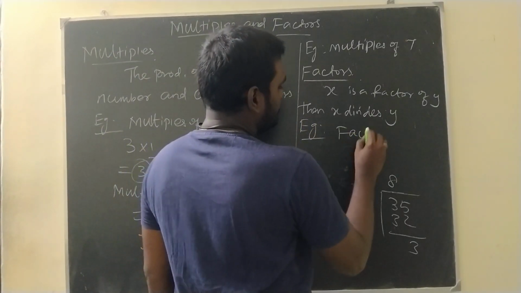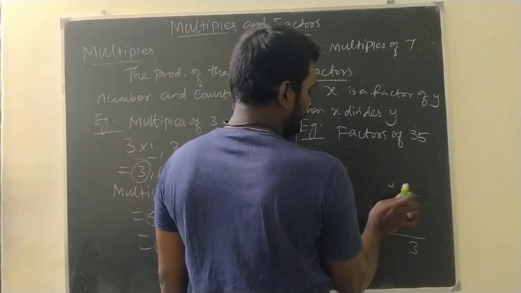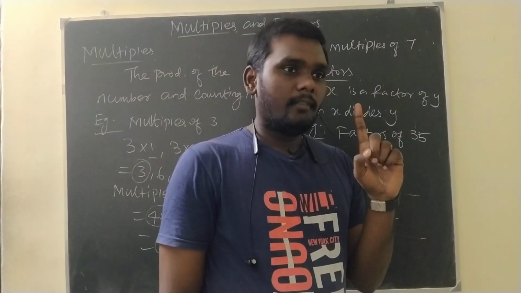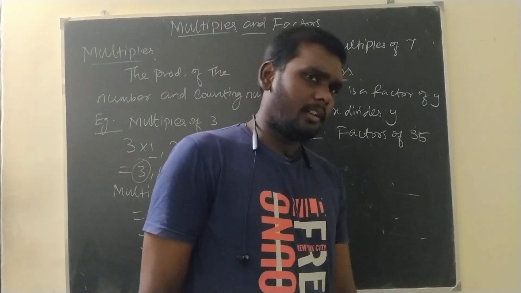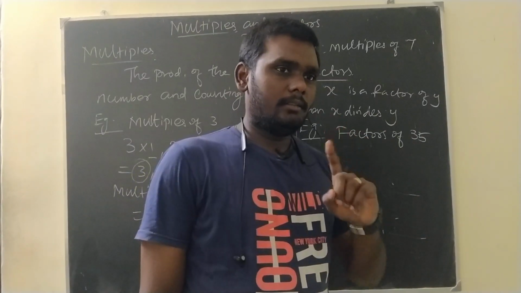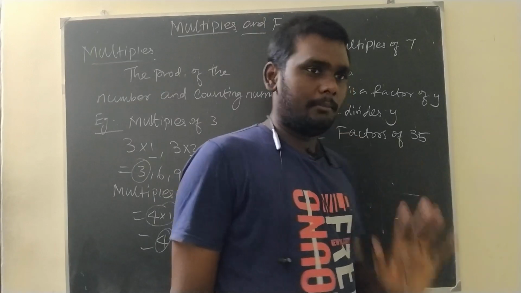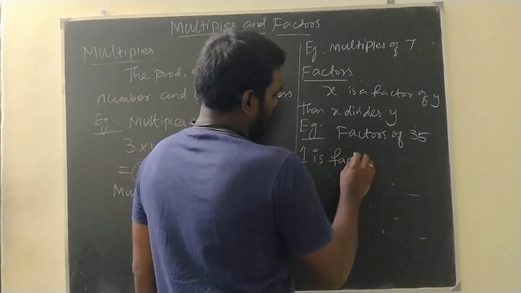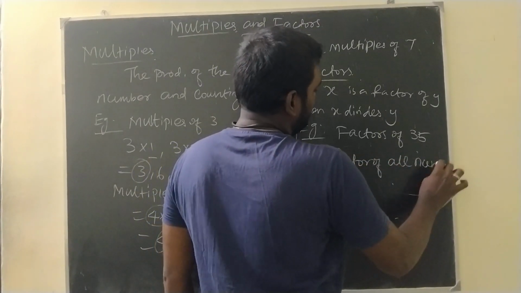The factors of 35. First of all, the number 1. The number 1 will divide all the numbers without any remainder. You know that? The number 1 divides all the numbers. So 1 is a factor of all numbers.